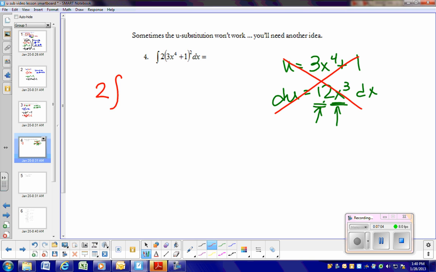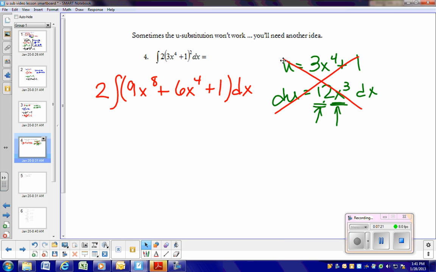We're going to have to use something else, like let's say algebra. Pull out the 2, which is legal to do, and then FOIL this out, okay? And you would have 9x to the 8th plus 6x to the 4th plus 1. Can you hear me thinking there? I had to do a little arithmetic in my head. Whew, brutal. Okay. And then anti-differentiate.